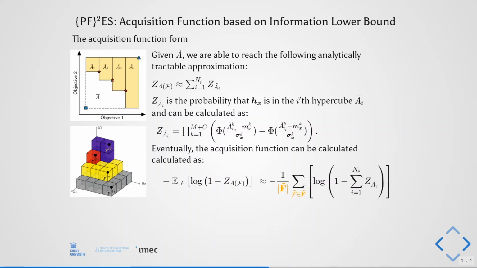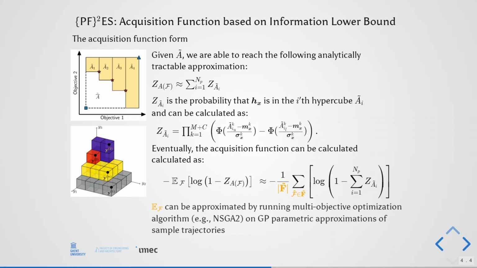And subsequently, plugging all of these into the acquisition function of the PF2ES, we have an acquisition function formulation that can be practically calculated through the following form. And the final thing that we want to remark here is that our expectation with respect to the Pareto frontier F has been approximated by Monte Carlo, driven by multi-objective optimization on GP parametric approximations.